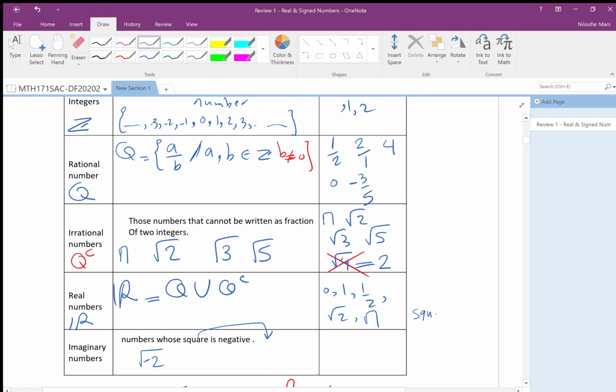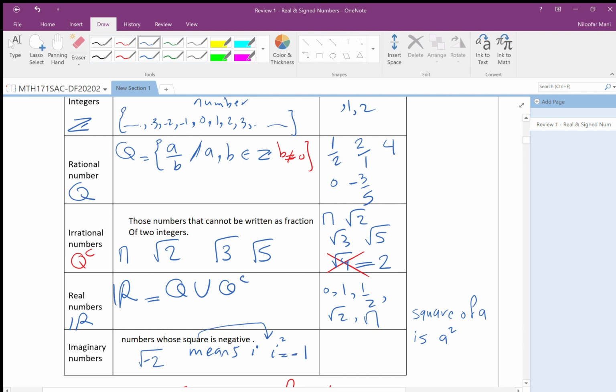Square, for example, of A is a power 2. Okay, so I can show it this way. So those numbers whose square is negative, for example, it has i, that i squared is minus 1.